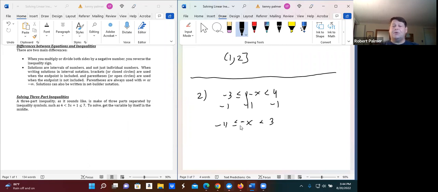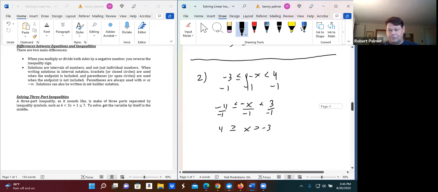Now here, you still want to get x by itself. So to do that, you need to divide both sides, or all parts, not both sides, all parts, by -1. Okay, it leaves me with x here. Here, that's going to be +4. Here, it should be -3. Now here, since I divided everything by a negative, I do reverse my signs. So this becomes less than or equal to. This becomes greater than or equal to. This becomes greater than.